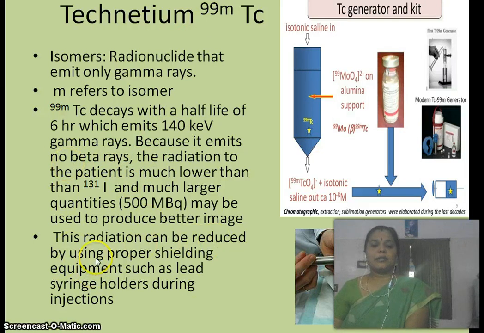This radiation can be reduced by using proper shielding equipment such as lead syringe holders during injections. Here you can see an injection with the lead holder handled by the physician. And here is a technetium generator and kit. This radionuclide is always placed inside an alumina container, and this is the Tc-99m generator, and this is the modern kit. Nowadays nuclear reactors are supplied with these Tc-99m generator kits.